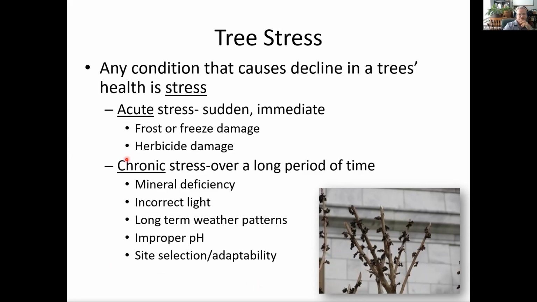In the case of a tree, you saw those trees whose canopies had already died back. So frost or freeze damage is acute. It happens relatively quickly. Herbicide damage usually shows up in a matter of days or weeks. Those are acute stressors. Chronic stressors: if you have, say, a pin oak planted in a marginal soil pH where a lot of the iron is bound up, that pin oak might always look a little chlorotic, and that's because of the soil. Yet there's enough where it can make photosynthate.